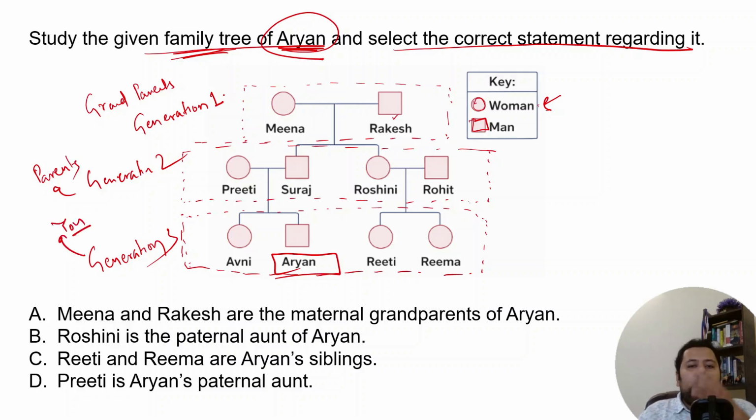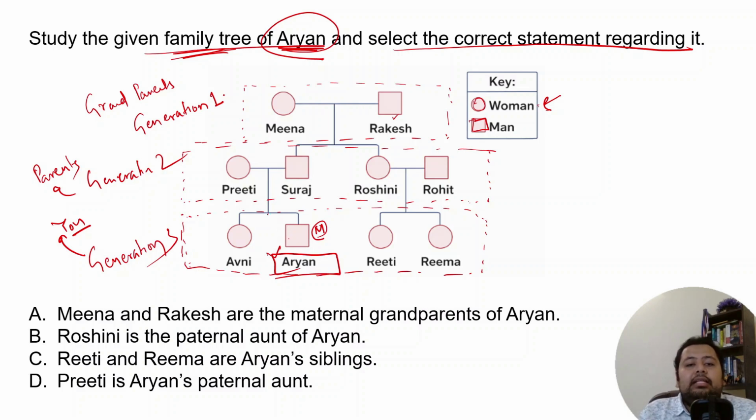Okay, simple. Now what we'll have to try and understand is the overall structure, the overall tree that is given. We'll have to try and understand that, right? So this is Aryan. Aryan is a male, right? Because again, he's a man or a male. So he is given by a square over here, right?